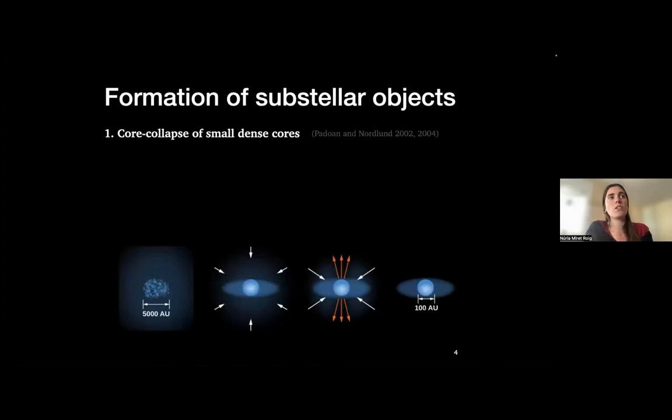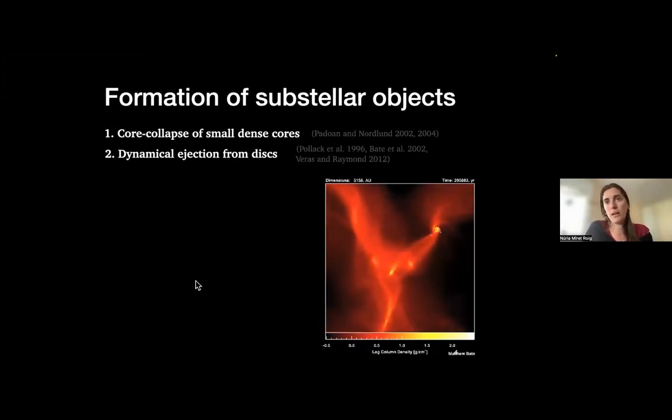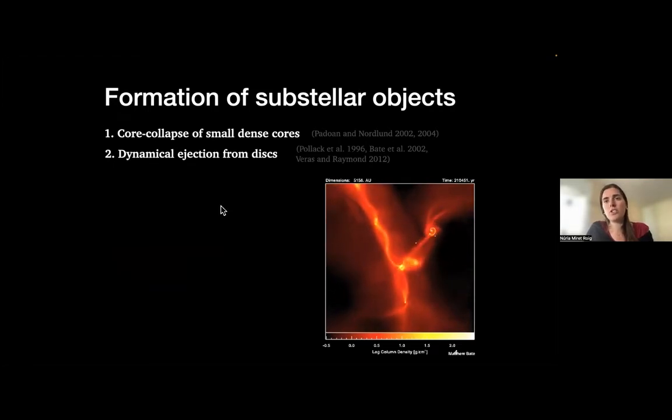For instance, it has been proposed that they could form by core collapse, that's to say similar to low-mass stars. It has also been proposed that they could form in protoplanetary disks, so in planetary systems like exoplanets, and then they could be eventually ejected, for instance, due to a passage of another star close to this planetary system.